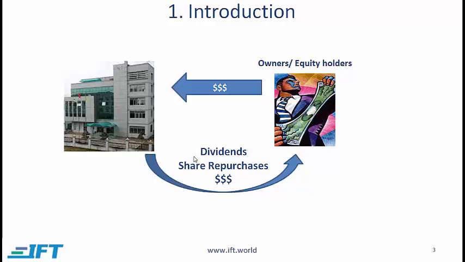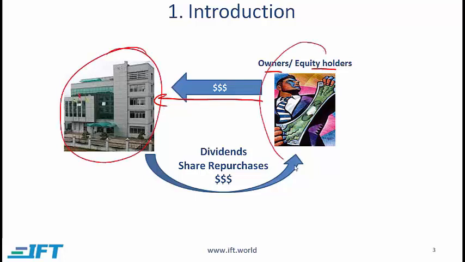As we have discussed earlier in the reading on cost of capital, a company raises money through owners or through lenders. In this particular slide, since we are talking about dividends and share repurchases, we are only considering owners or equity holders. Equity holders contribute money to the company, and notice that the company and the owners are distinct legal entities. The owners contribute money or give money to the company because they expect a return. The return is in the form of cash dividends or share repurchases.